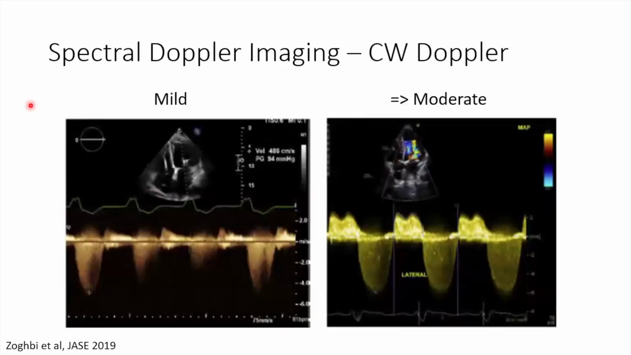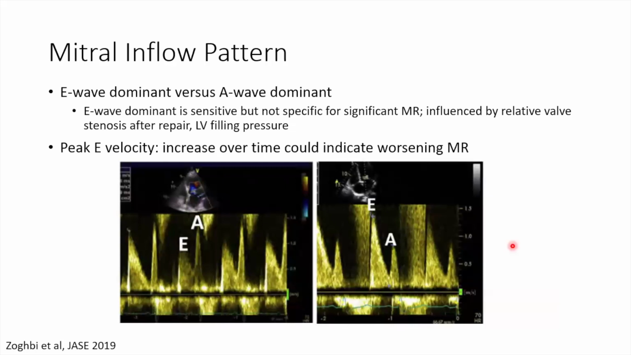And we can put a CW through it, and very similar to how we look at native regurgitation, mild tends to be a faint parabolic CW Doppler, whereas in moderate or more, like in native, it will be much more triangular, a denser jet. The other thing that's quite helpful is mitral inflow patterns. When you have a significant reduction in mitral regurgitation after edge-to-edge repair, you may actually see a reversal from an E-dominant inflow into an A-dominant inflow, as can be seen here.